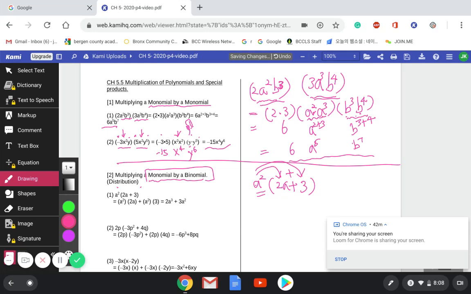Okay, so we call this one distribution. You have to distribute them as long as you have a plus or a minus inside the parenthesis and there is a value outside. So that becomes a squared with 2a plus a squared with 3. So a squared with 2a becomes 2a third, and a squared with 3 becomes 3a squared. So that's how you get this answer.